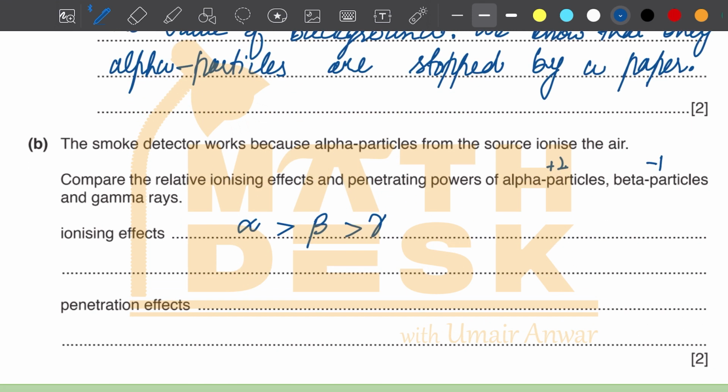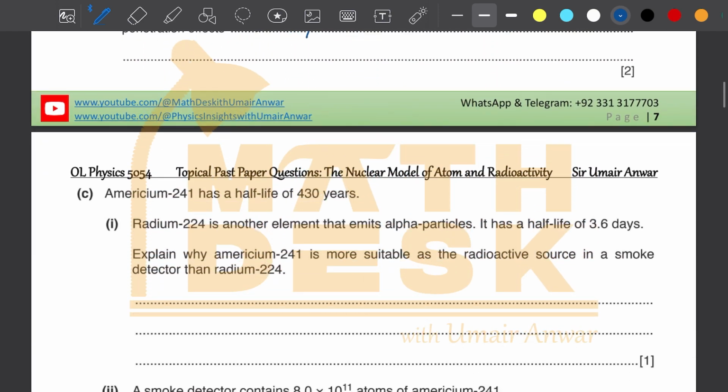The second thing is penetration effect. It depends on the speed of travelling of the ray or the particle, and since the gamma rays have the highest energy, their penetration effect is larger. Second one is beta, and the least penetration effect is shown by the alpha particle.